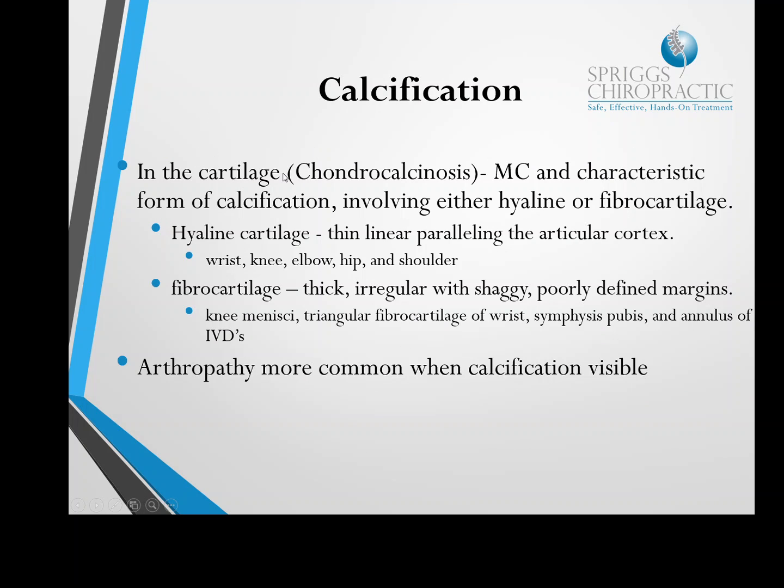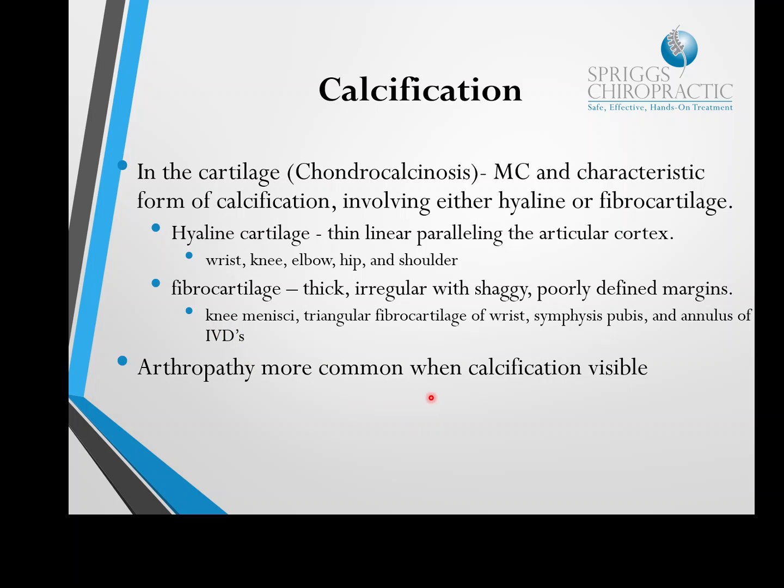The calcification or chondrocalcinosis is the most common and characteristic form of the calcification, involving either hyaline or fibrocartilage. The hyaline cartilage, you will see a thin linear line parallel to the articular cortex, and that's usually found in the wrist, knee, elbow, hip and shoulder. Whereas with fibrocartilage, you'll see a thick, irregular or shaggy appearance with poorly defined margins. This is usually found within the meniscus, triangular fibrocartilage of the wrist, symphysis pubis, and the annular fibers of the intervertebral discs of the spine.